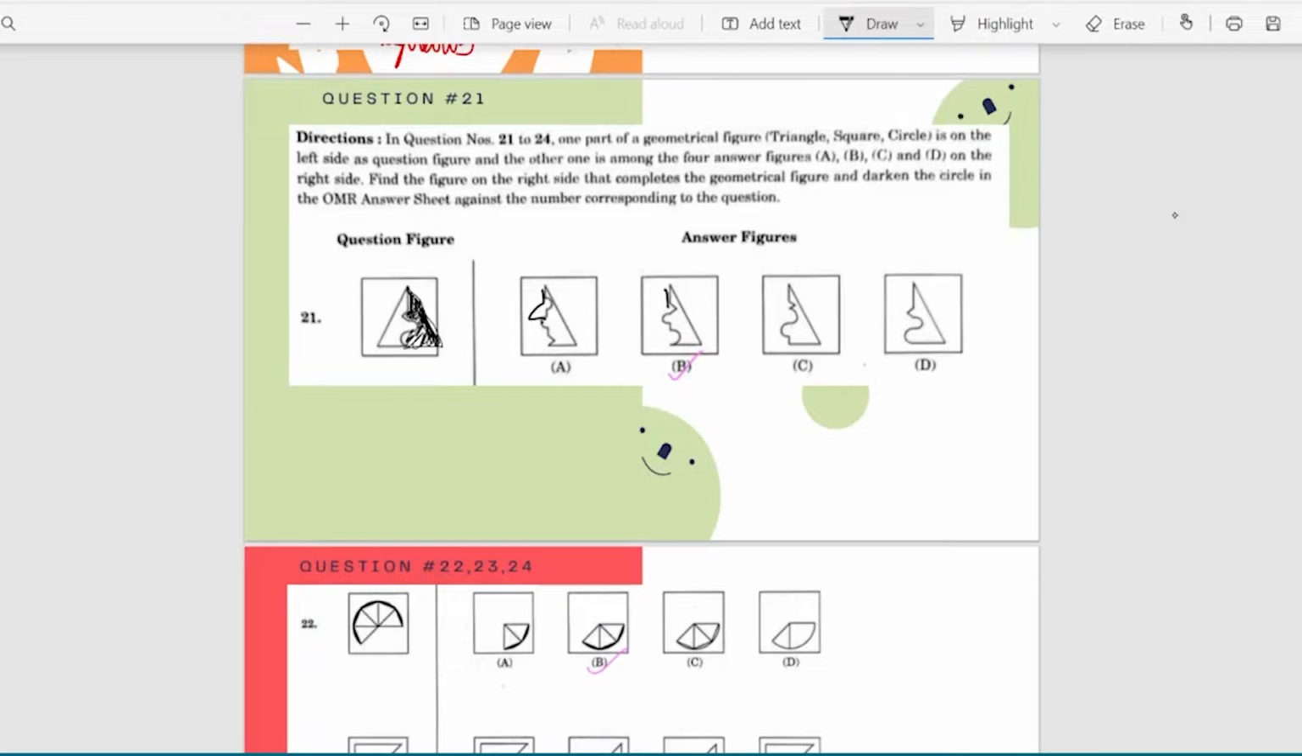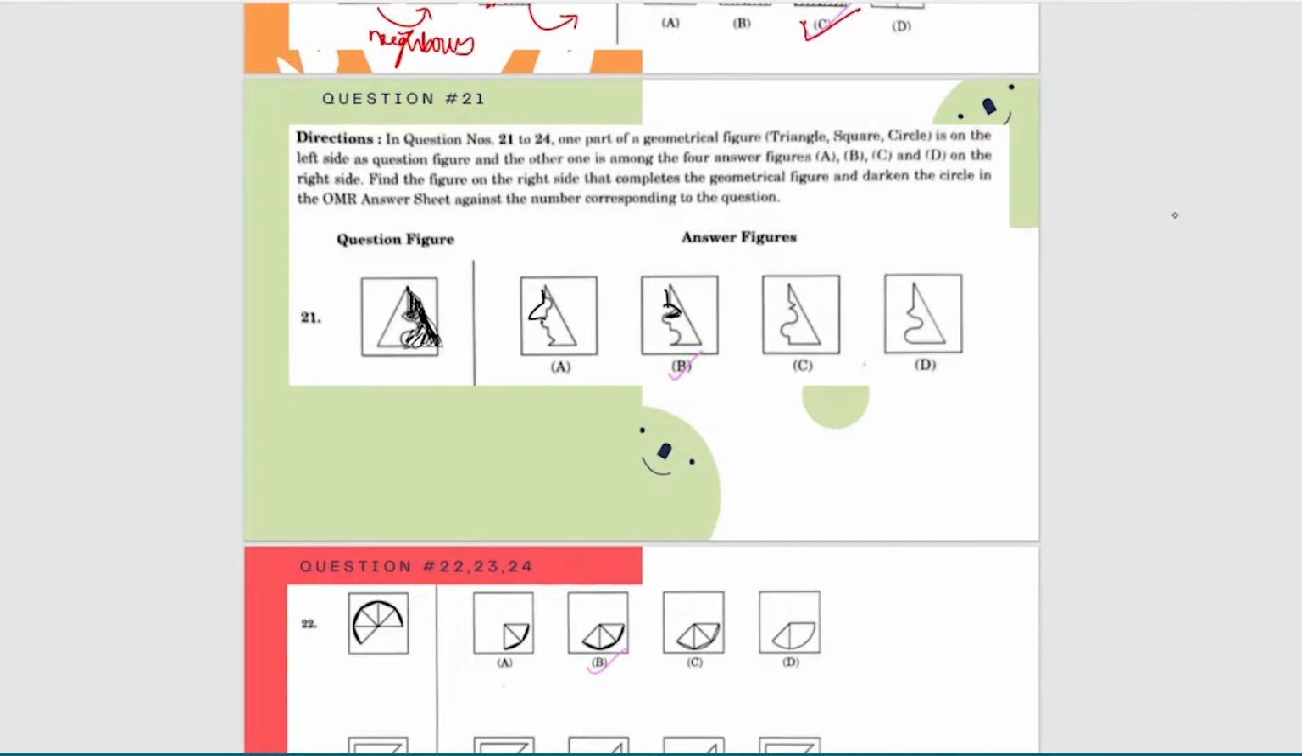Now over here also B has a point pointing inwards, but we can see that according to the figure that we ourselves have drawn over here, to complete the triangle, this point should point outwards, and then this should again point outwards in the same direction. So we can see that D has the point pointing outwards, and then also this curve in the same direction. So that's why D is our answer.